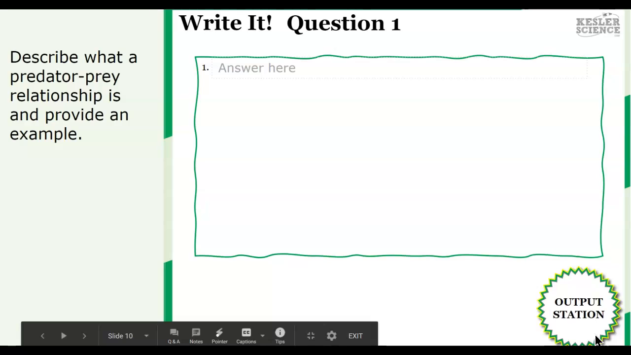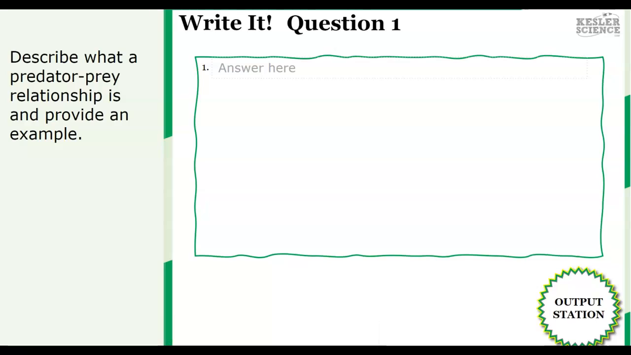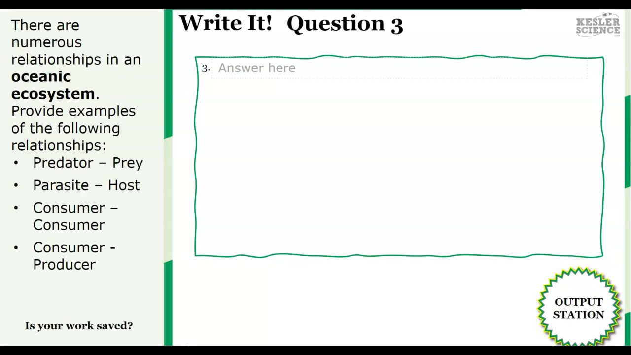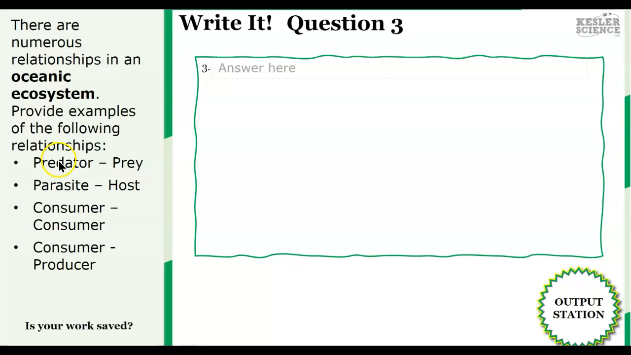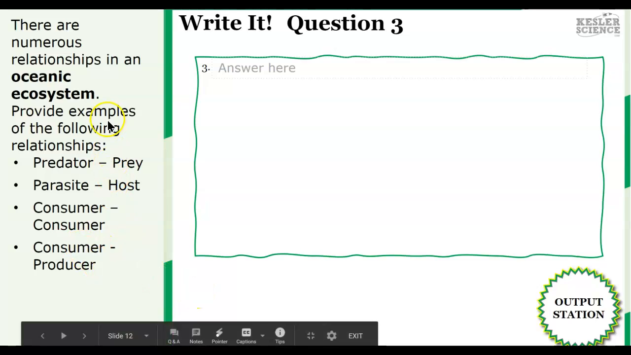Here, you're going to describe what a predator-prey relationship is and provide an example. No example, I will count it wrong. Same thing with parasite-host. And then here, you're looking at numerous relationships in an oceanic ecosystem. Make sure that you're providing examples of all of these: predator-prey, parasite-host, consumer-consumer, consumer-producer. All of those need to be covered in your answer.